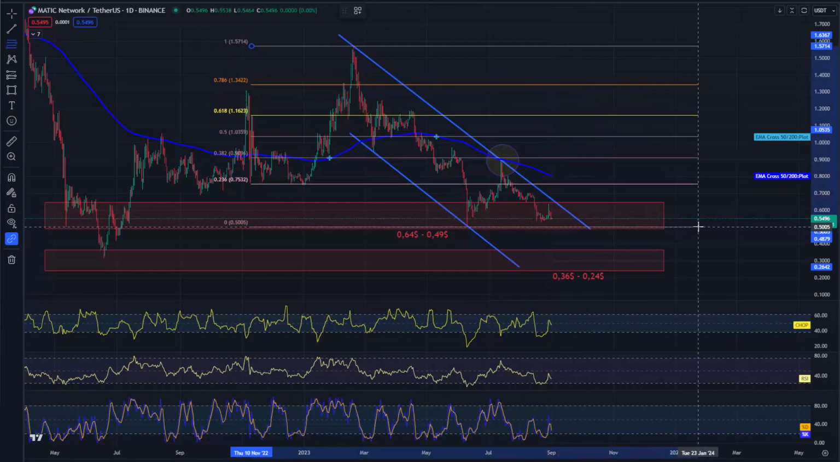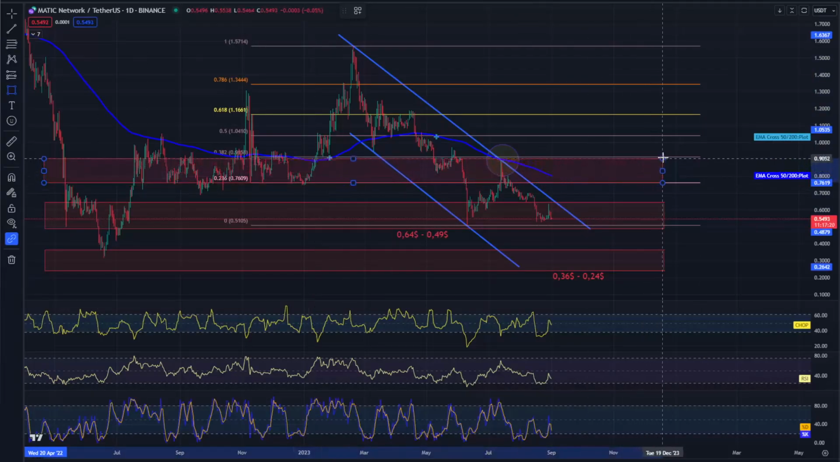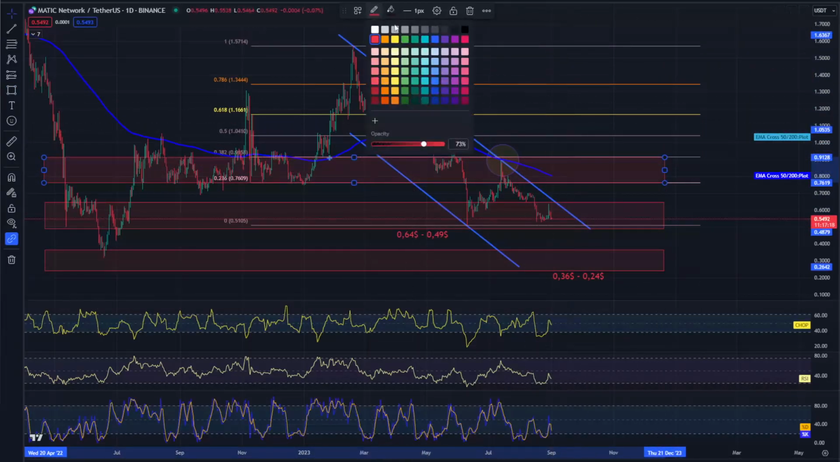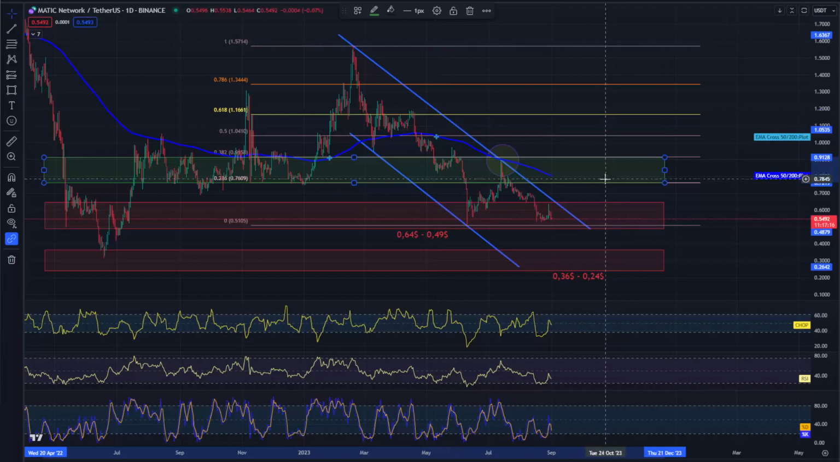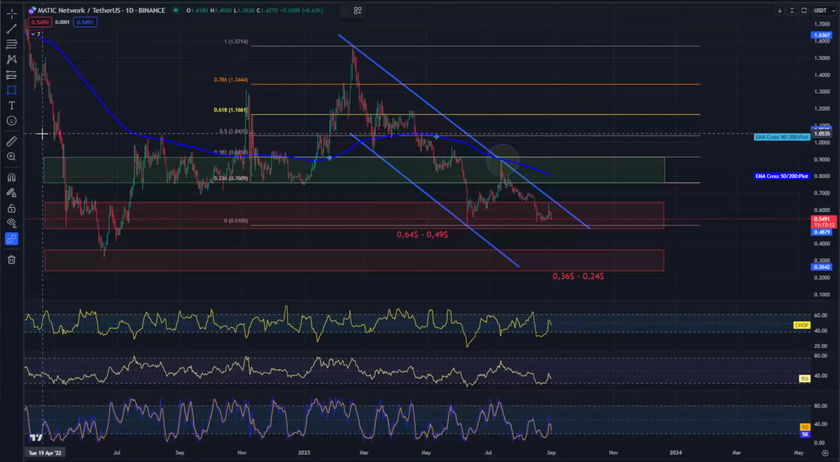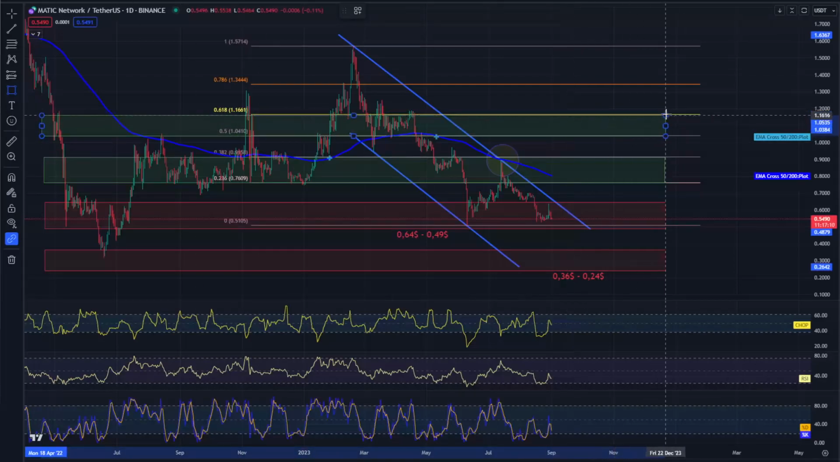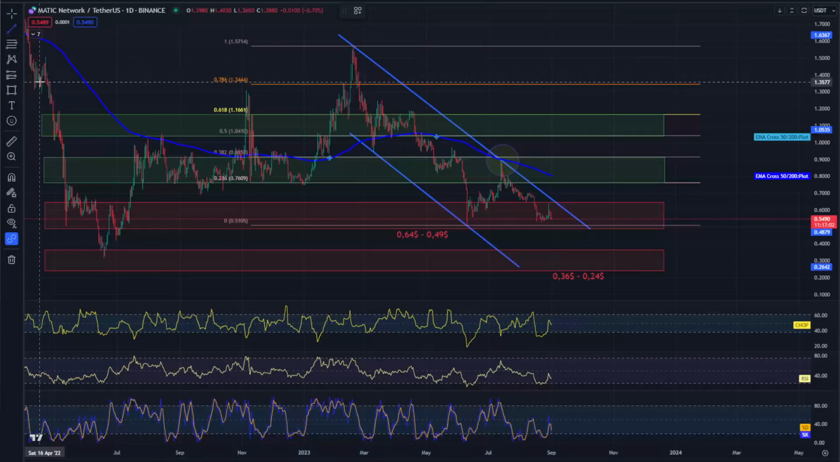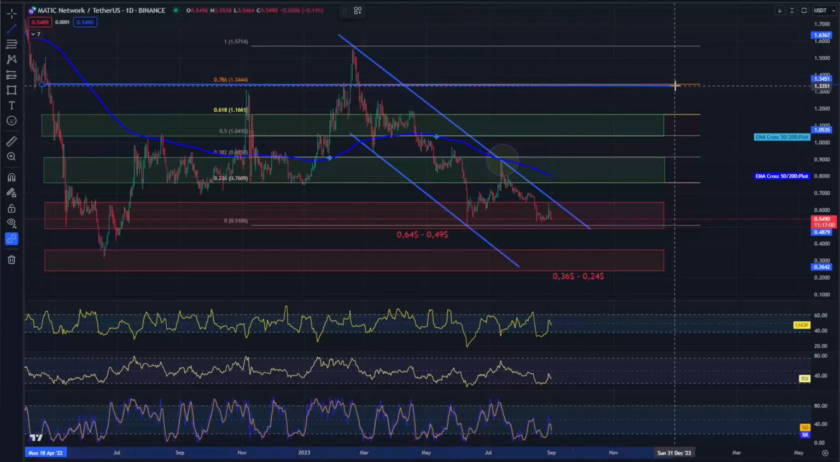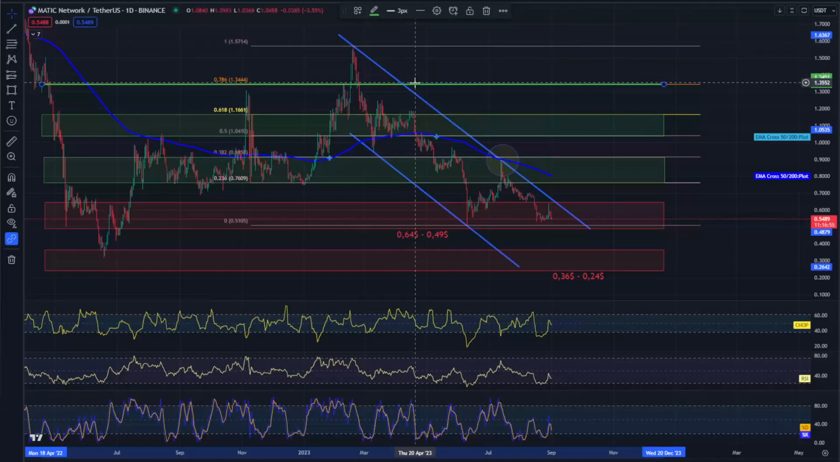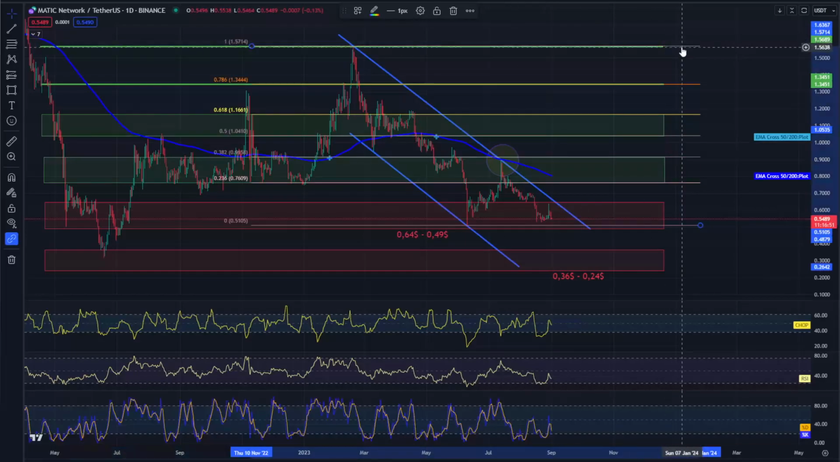Looking the other way, we see that the price has been rejected in the first resistance zone from 76 cents to 91 cents. Only when we exit it, we can see upside price moves towards the second zone from $1.03 to $1.16. To continue, an attack at $1.34, and then resistance at $1.56.